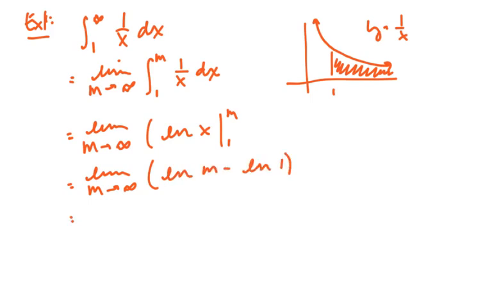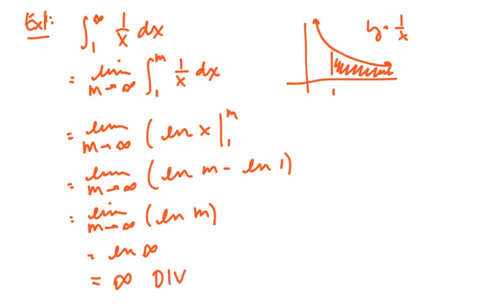Now the natural log of 1 is 0, so we say the limit as m approaches infinity of the natural log of m really means the natural log of infinity, which is infinity. Now, since we got infinity, we say divergent. If we'd gotten a number, say a half or a third or 3/4 or -2, we would say convergent. But when your answer goes to infinity or negative infinity, the answer is divergent because the limit does not exist as a finite number. And since the limit does not exist as a finite number, then the integral is divergent.